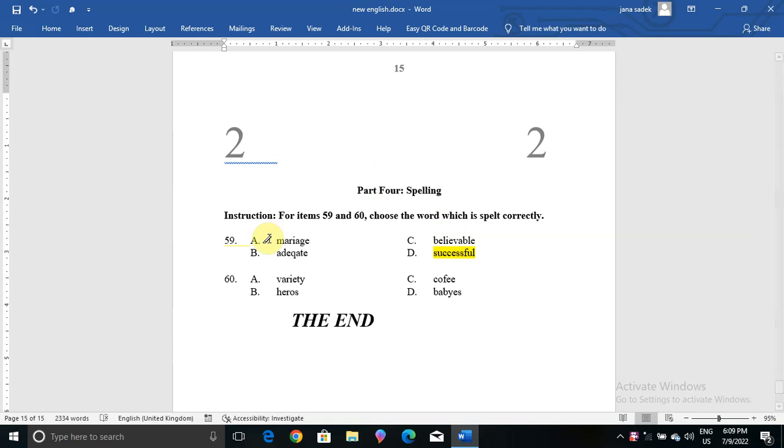Now in question number 60, we have variety, heroes, cafe, and babies. Babies is not spelled correctly, right? Because in babies there is I-E-S, not Y. Cafe has a double F. Heroes is not correct either. So the correct answer for question number 60, which is spelled correctly, is variety.